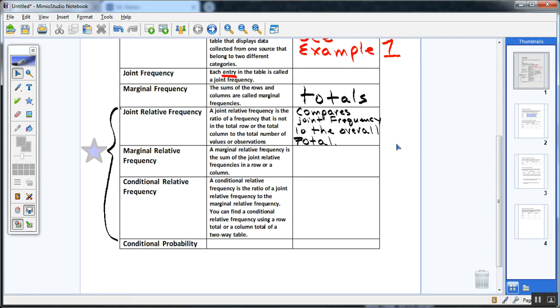Compares your joint frequency to the overall total. The overall total is going to be the sum of all joint frequencies. So let's just say this. We have some freshmen and some sophomores in here, okay? Let's just assume Pepsi or Coke. Is that fair? Root beer.